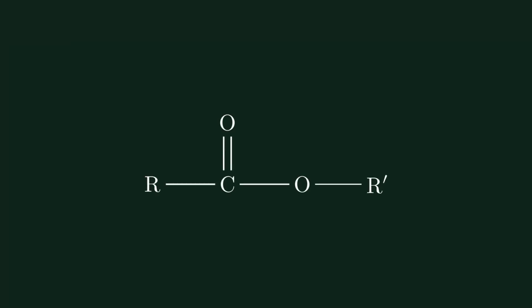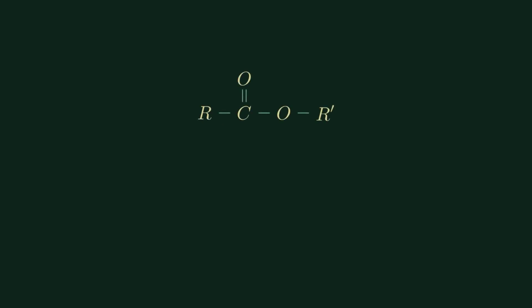Let's look at our starting point, an ester. You can see the carbonyl group here, that carbon double bonded to an oxygen sitting next to another oxygen atom. To turn this into a primary alcohol, we essentially need to add 4 hydrogen atoms and break that carbon-oxygen single bond. But how do we get there?